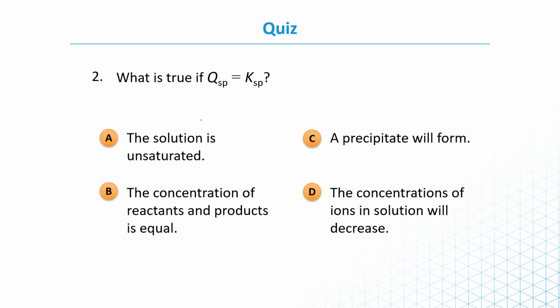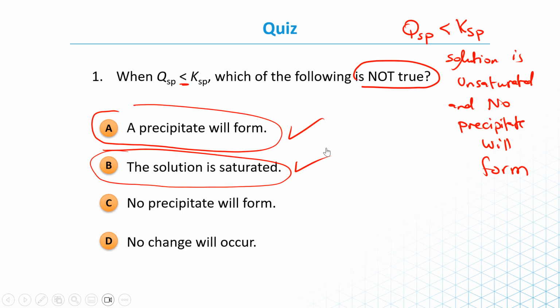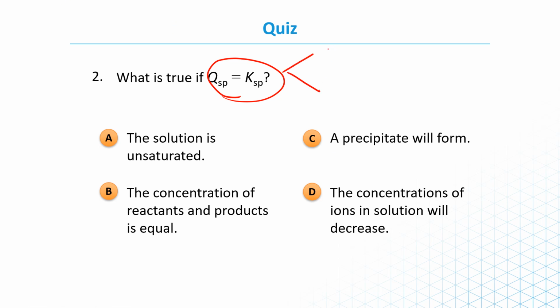What is true if the Qsp is equal to Ksp? So this is, okay, this is weird. These are the slides of the book. I don't know why they're showing this, but actually, if the Qsp is equal to the Ksp, nothing should happen. Okay, so nothing should happen. You should know it in two things: nothing happens and the solution is saturated, like we learned in the previous slides.